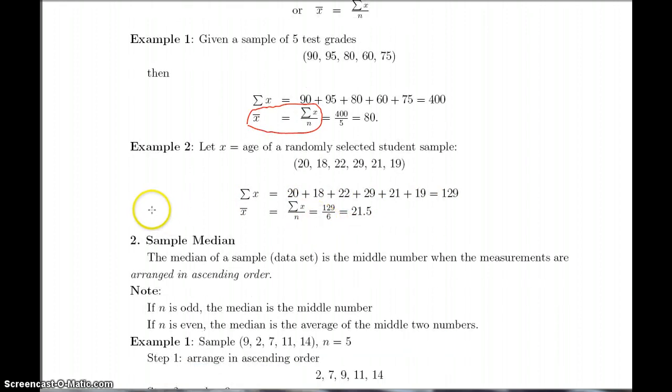The second method is called the median. The median of a data set is really the middle number when you arrange those values in ascending order.